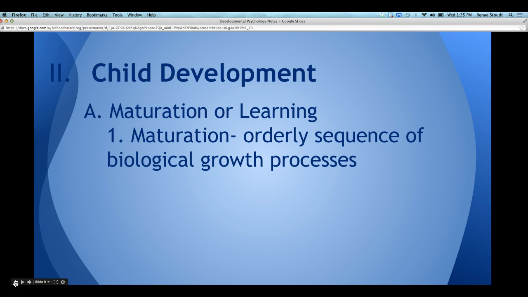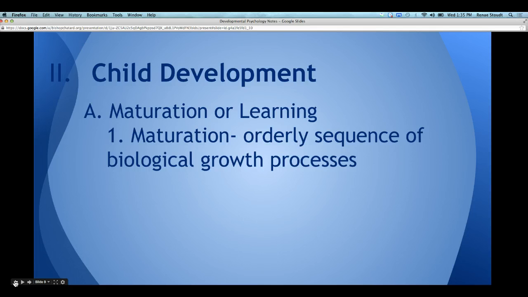With physical development, you cannot teach somebody, for example, to walk when they're 4 months old. You just can't. They don't have the leg muscles and the strength and the balance to be able to do it. It doesn't work that way. You cannot teach somebody to do something before they're biologically ready to do it. That's the idea of maturation.